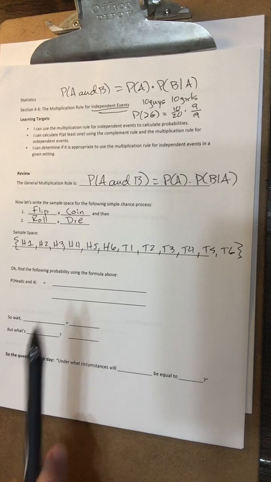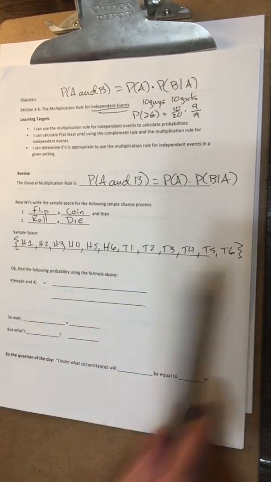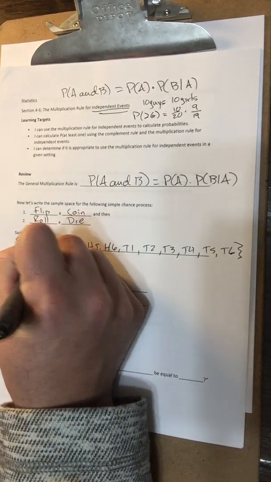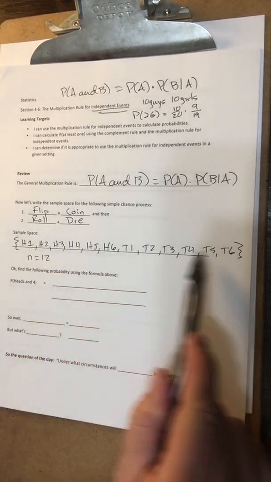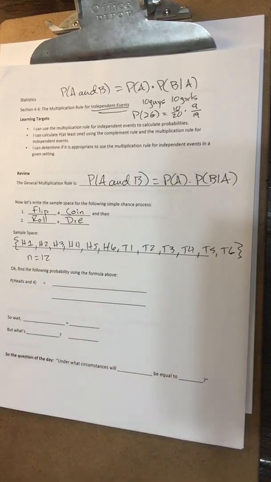Can we agree they're all equally likely? There's 12 things here possible. So I'm going to put n equals 12 for the sample size. And if I was writing out a probability distribution, I would write all of these out as an x, and underneath it I'd write p of x, and I'd write 1/12 underneath each one. Okay. Find the probability using the formula above.